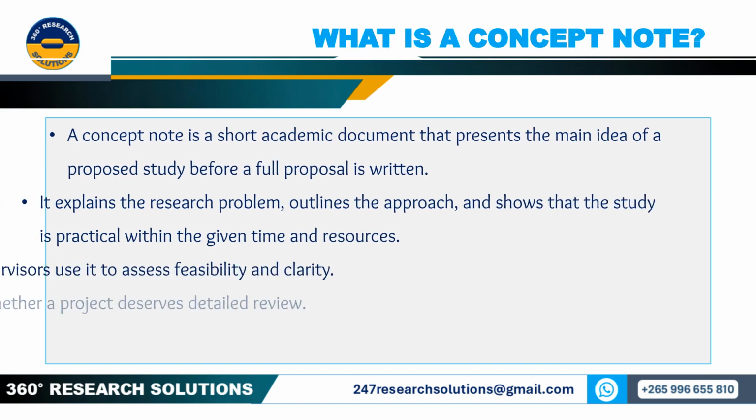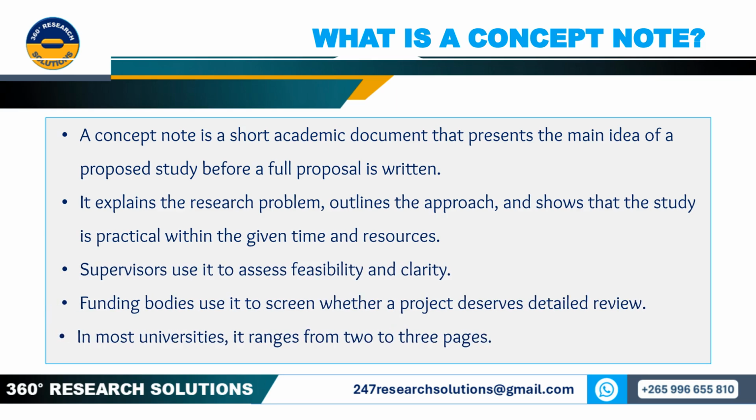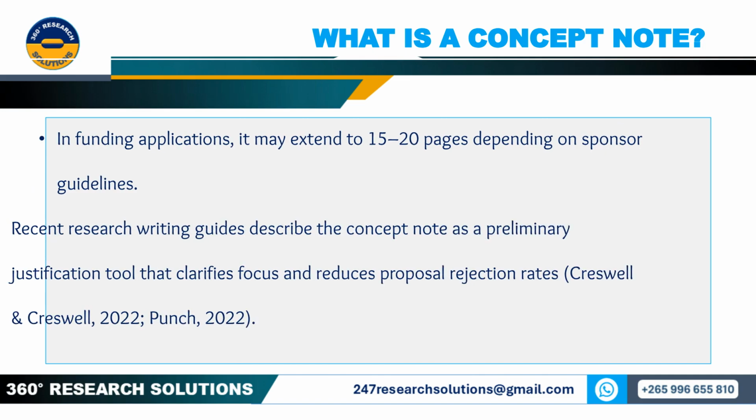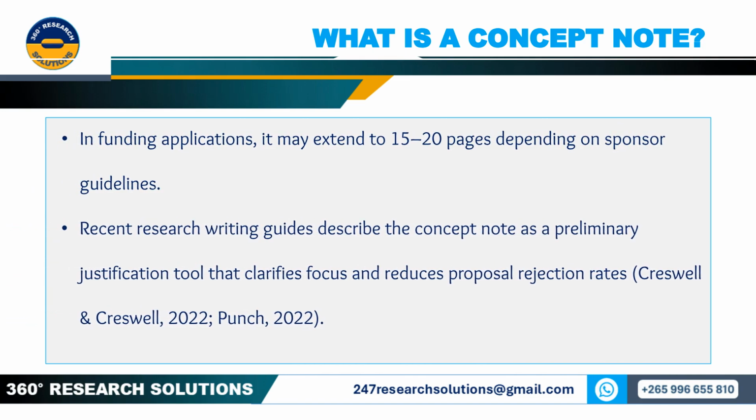A concept note is a short academic document presenting the main idea of a proposed study before a full proposal. It outlines the research problem and approach, showing feasibility within given time and resources. It's often used by supervisors and funding bodies to assess clarity and feasibility, typically spanning 2 to 3 pages in universities. In funding applications, a concept note can extend to 15 to 20 pages, depending on sponsor guidelines. Research writing guides view it as a preliminary justification tool that clarifies focus and can help reduce proposal rejection rates.